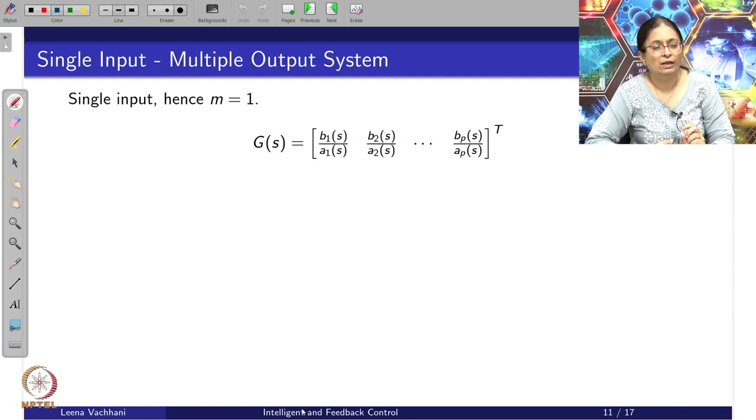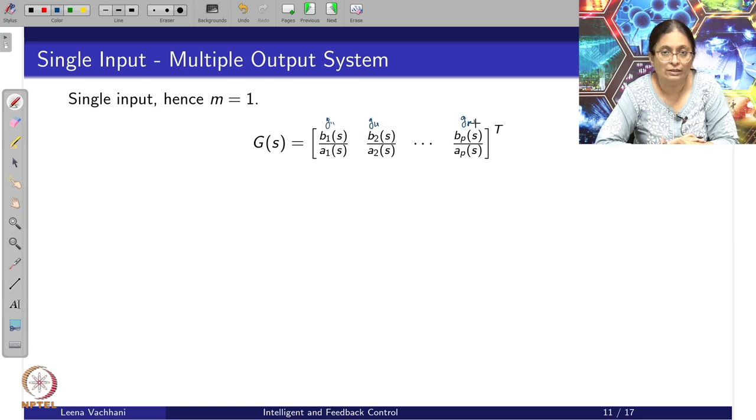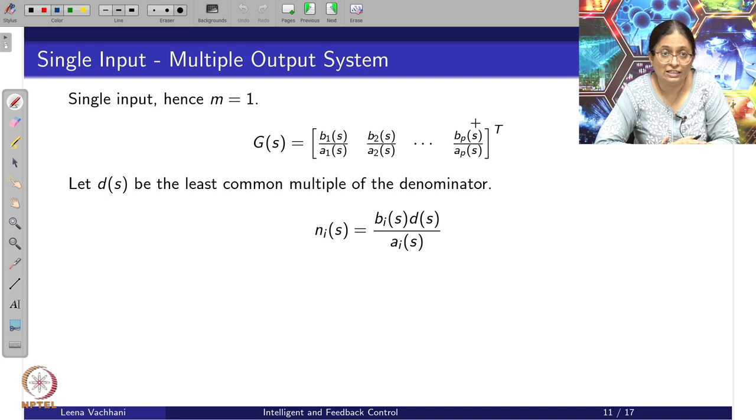Let's start with a simplistic case. As we move from SISO to MIMO, the very next step is to complicate the system by saying it's a single input and multiple output system. Since it is single input, it is going to have m equal to 1, so it has a single column and p rows. So the transfer functions will be G11, G21, and so on up to Gp1. All right, fine. Now, the least common multiple of the denominators is say D of S.